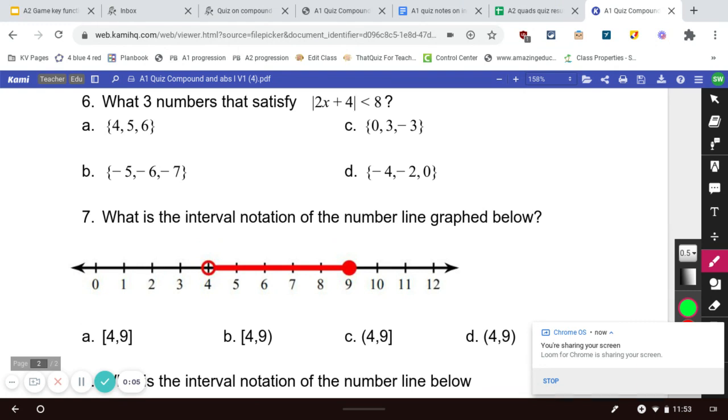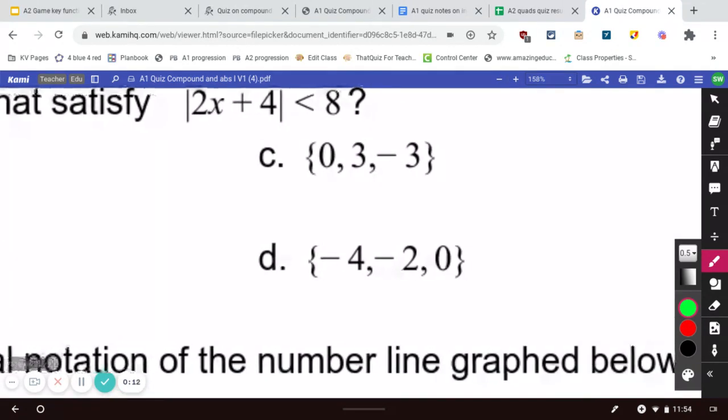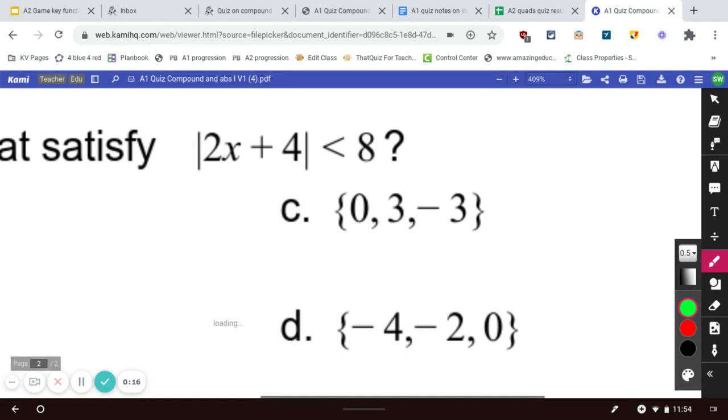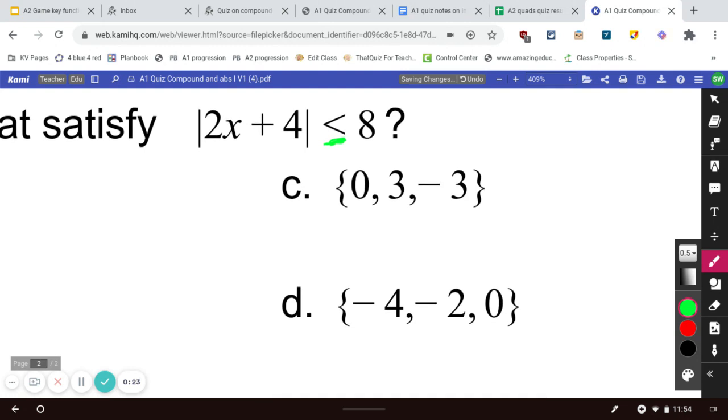Second half of this little video. Now, for number 6 here, there's a couple of ways to solve it. I'm just going to go with the actual way, I suppose. So because this is a less than symbol, I know that we're going to have an and statement.